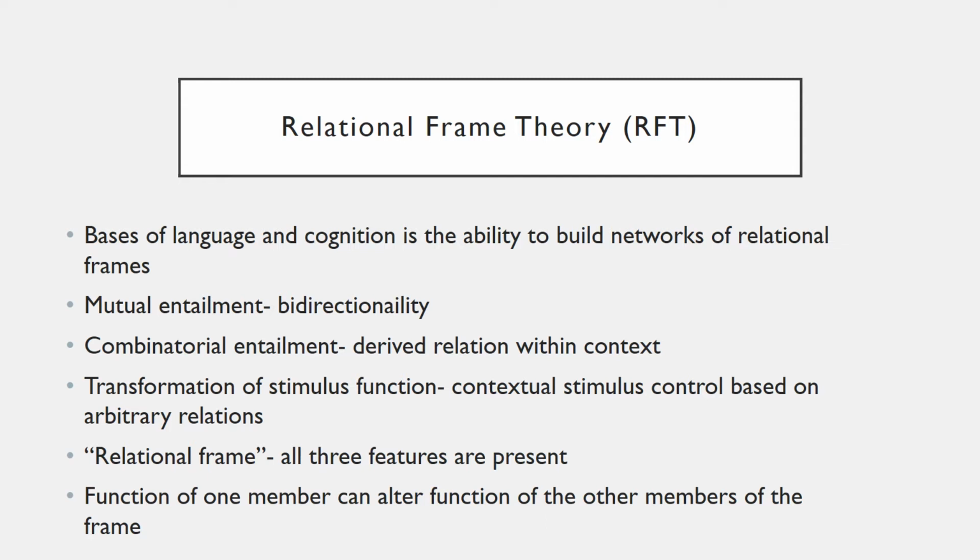The relational frame is developed when all three features are present: mutual entailment, combinatorial entailment, and transformation of stimulus function. A function of one member can alter the function of other members of the frame, and this is important, especially when looking at anxiety or private events.